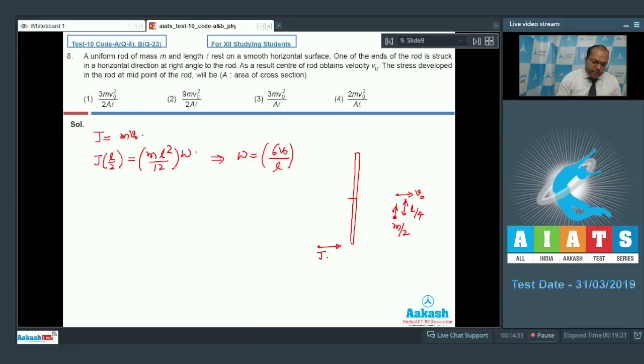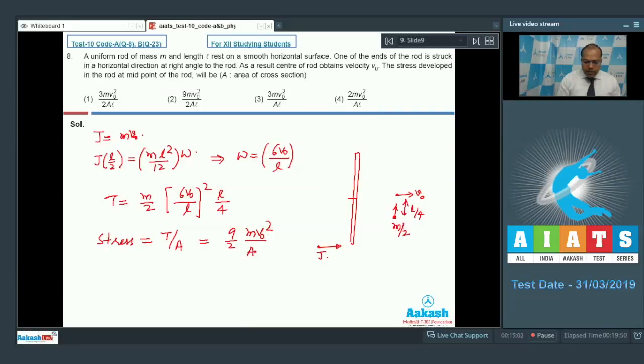So the tension can be written as T is equal to m omega square r. So m is m by 2, omega is (6v0 by L) whole square, and the value of r is L by 4. So if I calculate what is the stress developed, then the stress developed would be T by A. So if I solve this, it comes out to be 9 by 2 m v0 square divided by A into L. So option 2 is the correct answer. Let's move to question number 9.